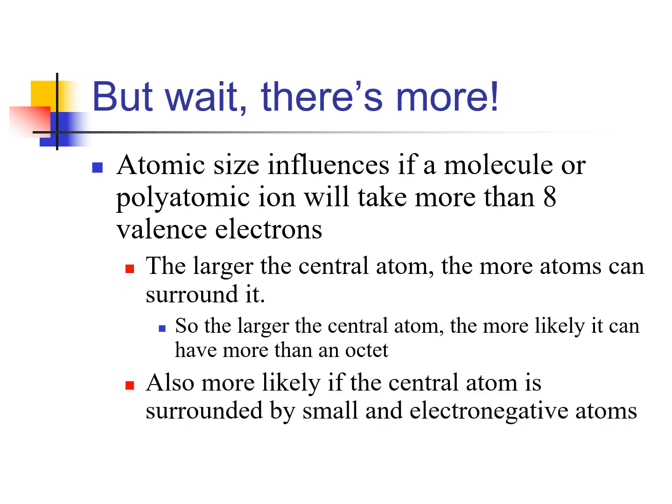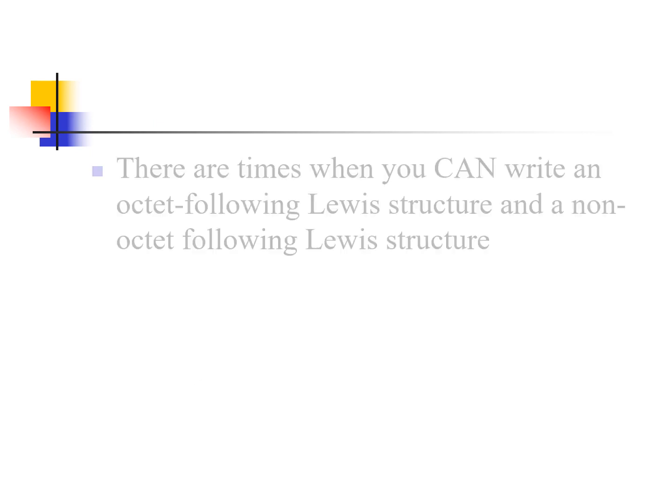Also, it's more likely if the central atom is surrounded by small electronegative atoms like fluorine, chlorine, and oxygen. I usually see this with fluorine, but I've seen chlorine as well, and oxygen sometimes. But fluorine and chlorine are the most common that we see here.